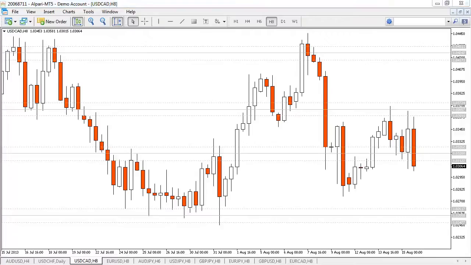Which candlesticks are the correct ones to look at? We discussed that in the first webinar in this series, so you're going to have to watch a recording for that information.